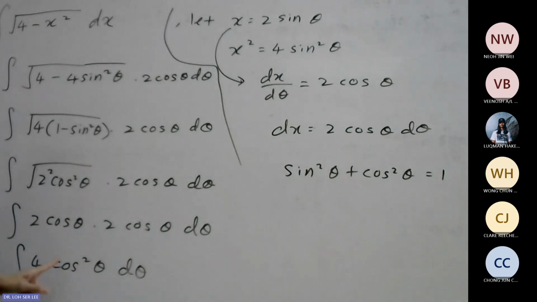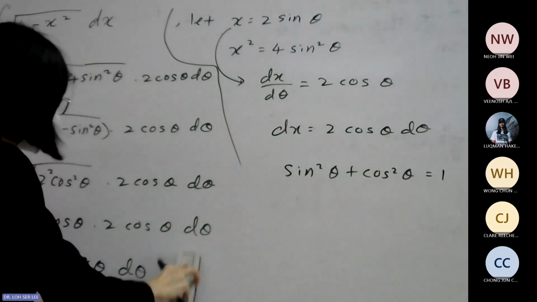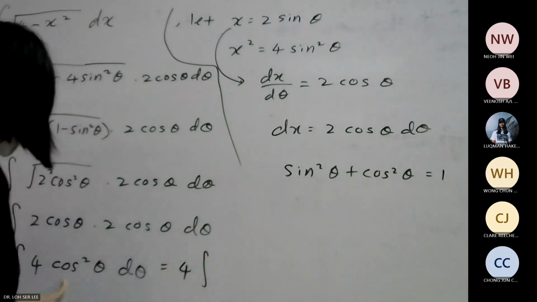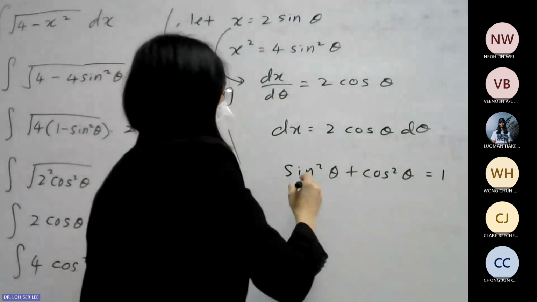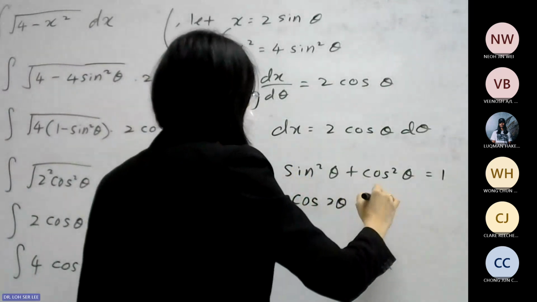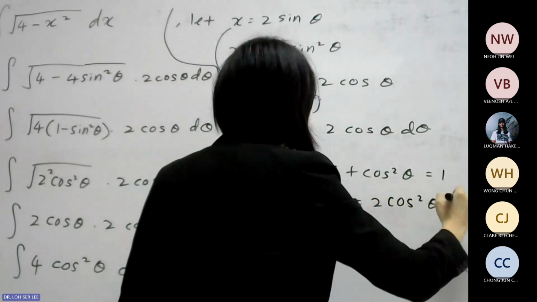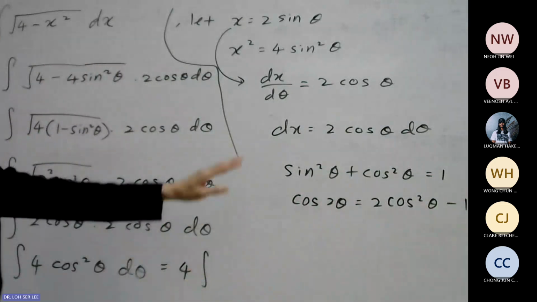Next, when we want to integrate, we can factorize the 4 first. For the integration of cos squared, we need to use another identity. Factorize the 4, then the cos squared theta. We have another identity, which is cos 2 theta equals 2 cos squared theta minus 1. This is another identity.